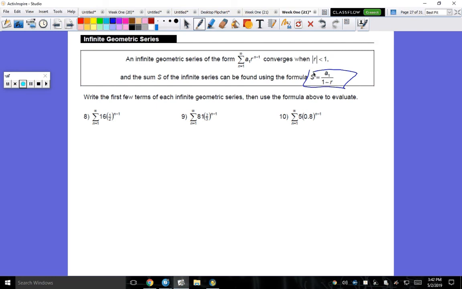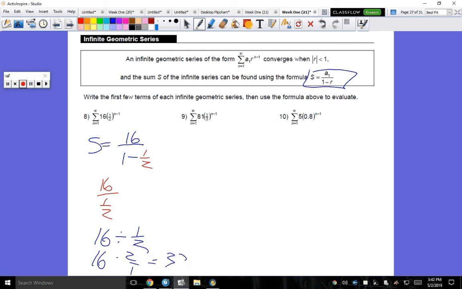Okay? So the sum is equal to the first number over 1 minus R. And guys, you'll have to do this without a calculator, okay? Not bad. 1 minus 1/2 is 1/2. This would probably be easier to write like this: 16 divided by 1/2. Because of keep, change, flip, the answer that it will converge to is 32.